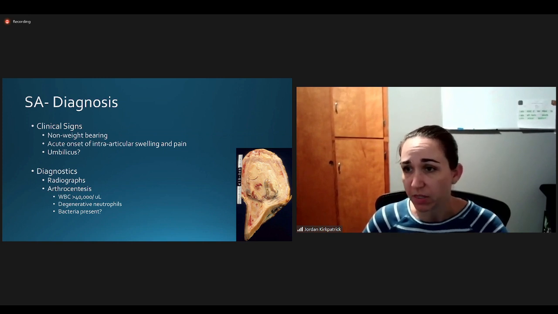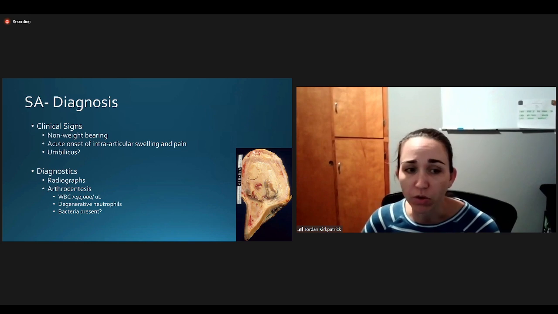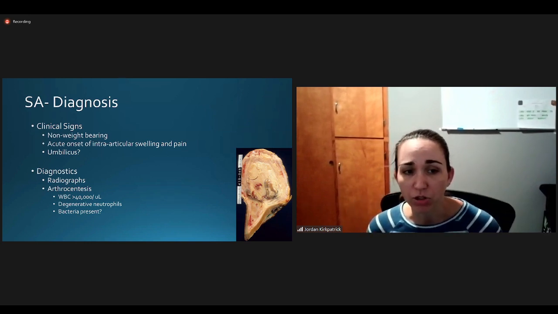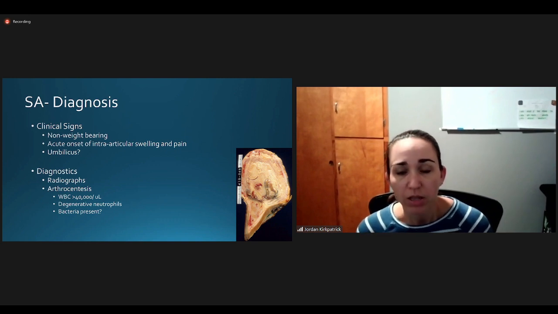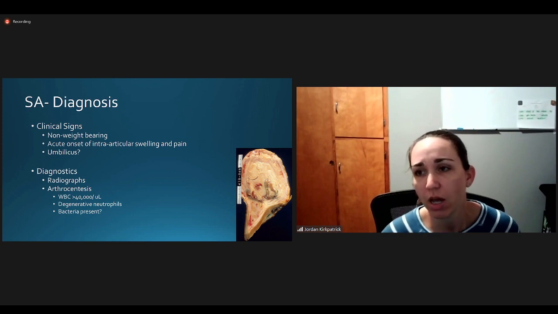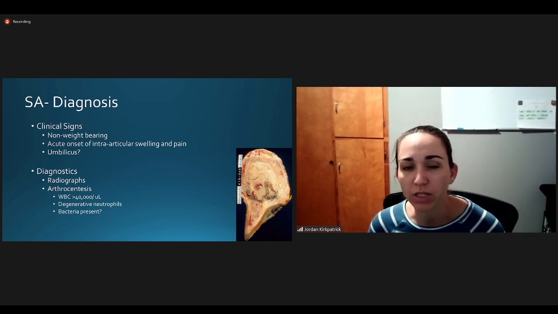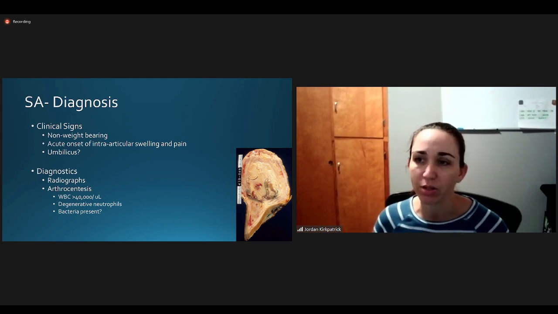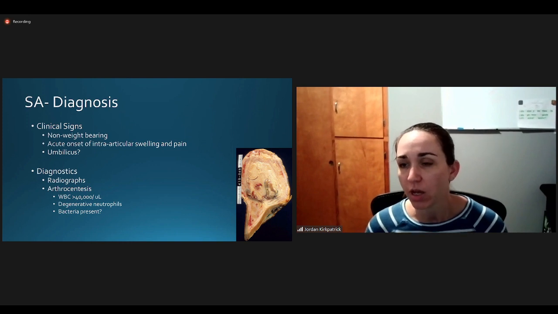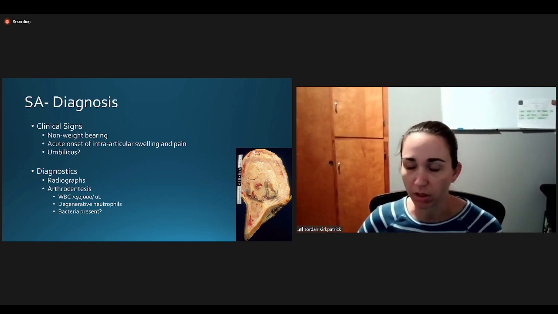Diagnostics are going to be radiographs to see what's going on in the joint, and then an arthrocentesis to get a synovial fluid sample. When they have septic arthritis, the white blood cell count is usually greater than 40,000. They usually have degenerative neutrophils. You can submit for culture. And unfortunately for joint fluid samples, same thing as in horses, we rarely see bacteria present, but it's always good to culture just in case it grows something, because then you can do an antimicrobial sensitivity and see what it might be sensitive to guide your treatment.